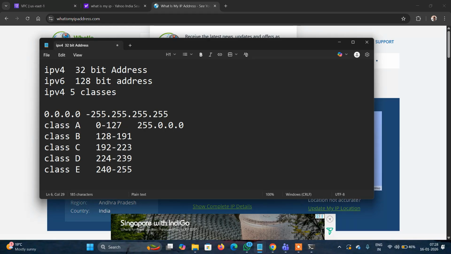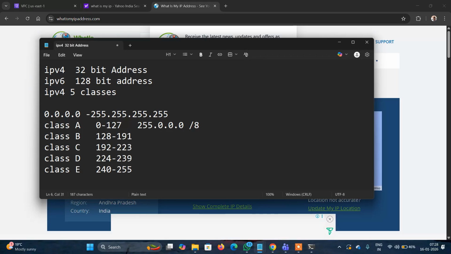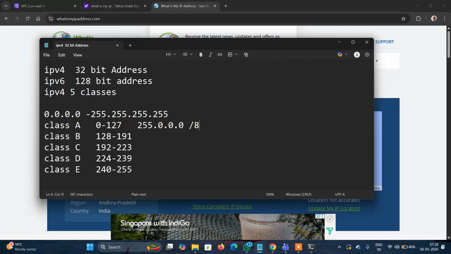And how will you write it in CIDR notation? CIDR is a numerical number. Instead of writing the subnet mask, we represent it in CIDR notation, which is classless inter-domain routing. We'll note it as /8. What does /8 mean here?